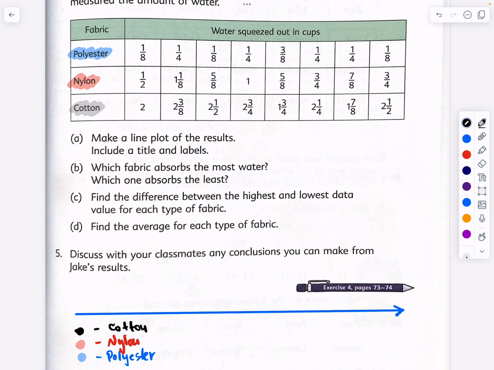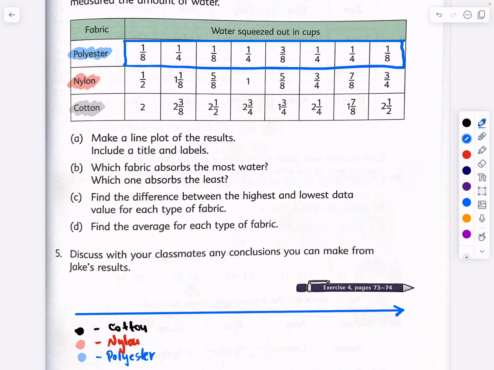So our job is to plot 24 data points on this number line. Where do we start? We have to start with an organized list. Here is what I recommend. I recommend that we first plot one fabric, one row at a time. So let's take polyester. Step 1, let's identify the smallest value.